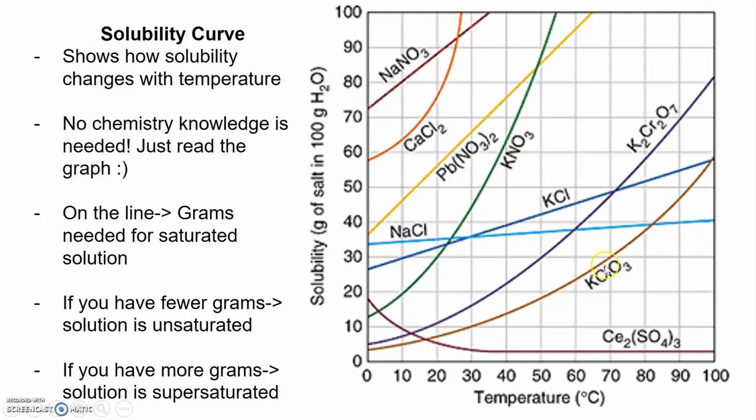Okay? So if you have anything beneath that line, that's going to be considered unsaturated because we can dissolve more. On the flip of that, let's say we were able to get 60 grams of KClO3 to dissolve. That's more than we would expect, more than our 30 grams. So that would be considered supersaturated. Okay?